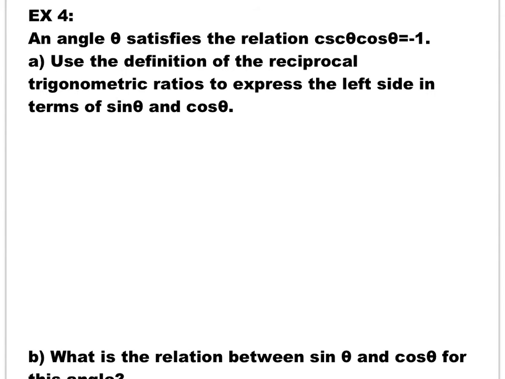The next example, we have an angle theta which satisfies the relationship cosecant theta, cos theta is -1. We are supposed to write the left-hand side in terms of sine and cos. We know that cosecant theta is 1 over sine theta, so we are going to write cos theta over sine theta is equal to -1. Again, cosecant is 1 over sine.